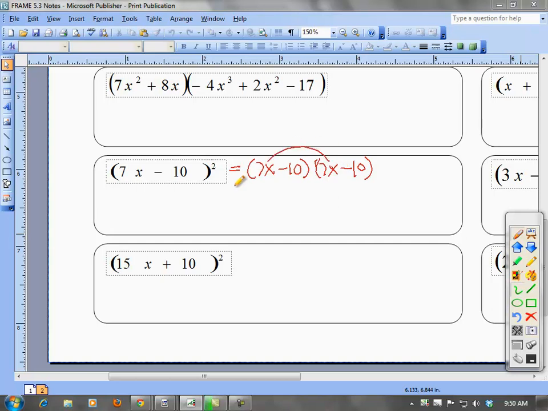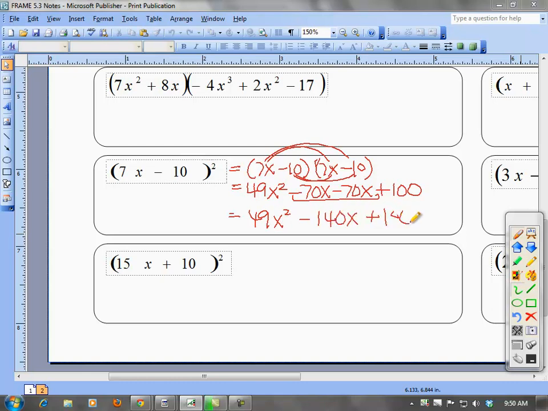7x times 7x is 49x squared. 7x times negative 10 is negative 70x. Negative 10 times 7x is negative 70x. Negative 10 times negative 10 is a positive 100. So if I combine my like terms, I get 49x squared minus 140x plus 100.